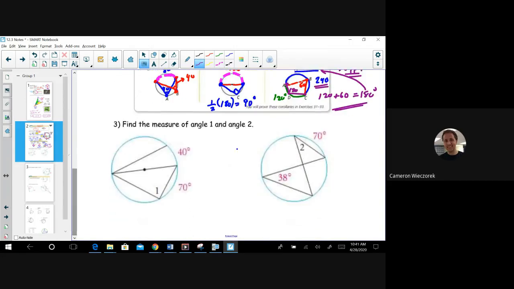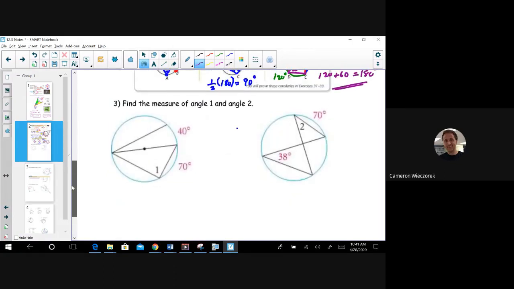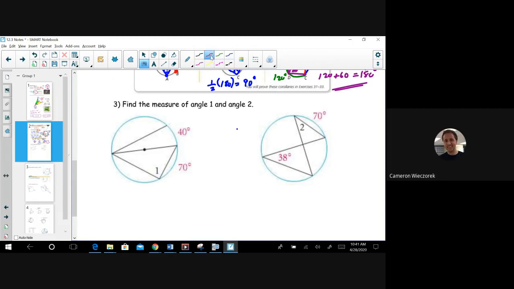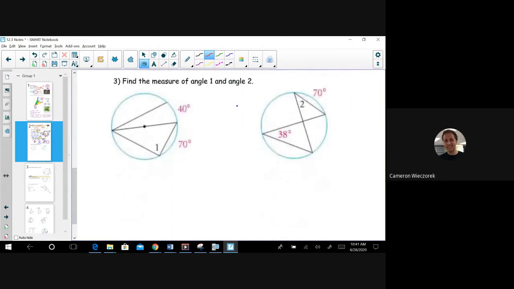So in number 3, we get a couple other diagrams, and we're asked to find in the first one the measure of angle 1, and in the second picture the measure of angle 2. Okay. All right, so let's see what we got. First thing I always do is I try to spot if there are diameters in the picture, because if there's diameters, then I know I can trace the chords back from the diameter to get a 90-degree angle based on corollary 2.